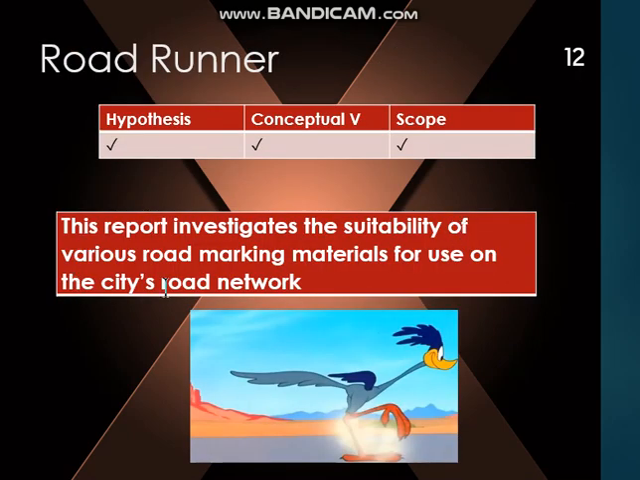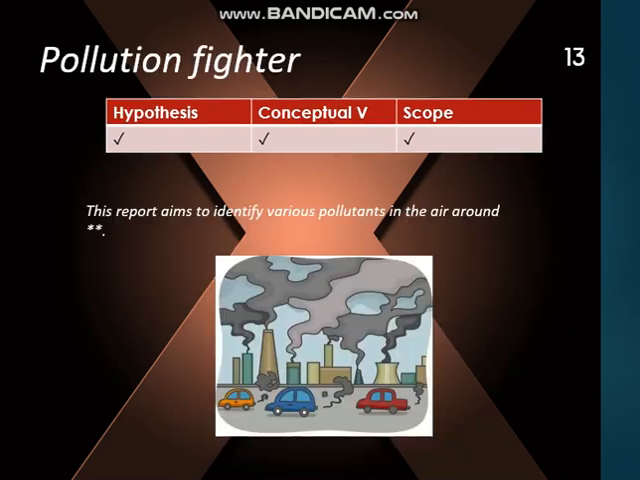This report investigates the suitability of various road marking materials for use in the city road network. I call them the road runner. Yes, there's an hypothesis, for example, it is suitable, it's not suitable. Yes, there's a conceptual verb, investigates. Yes, there's a scope, the city. Names and places avoided for this presentation. Then pollution fighter: this report aims to identify various pollutions in the area around a particular area.